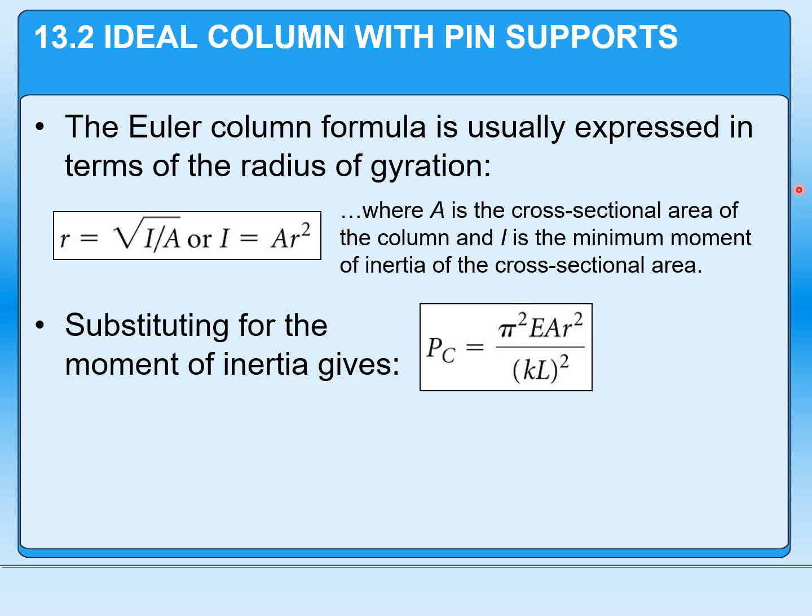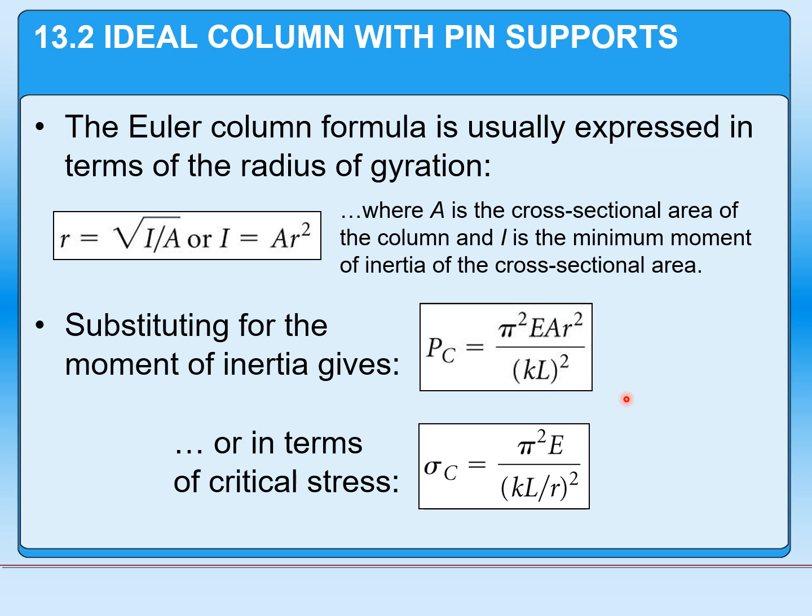If we put that into our Euler formula, we'll find that our critical load is equal to pi squared times E times moment of inertia, which is area times r squared, divided by KL squared. You're saying, well, that really didn't make it any more simplified. Well, let's take a look at a few additional pieces of information.